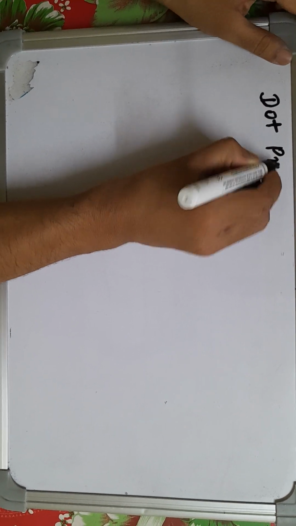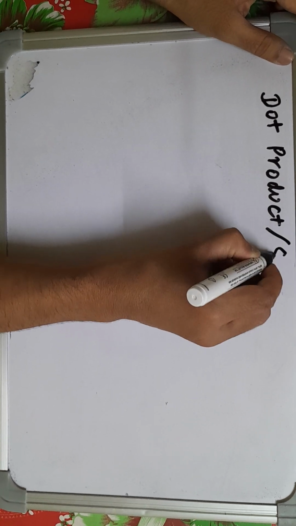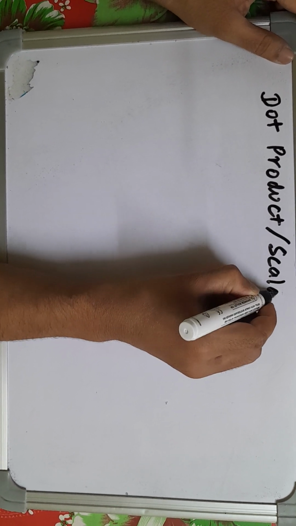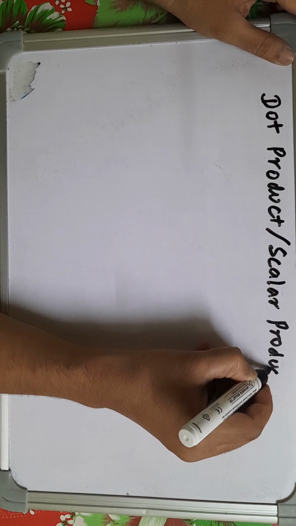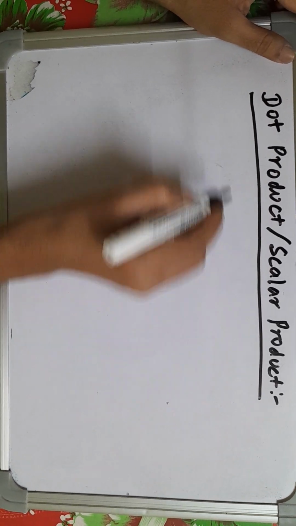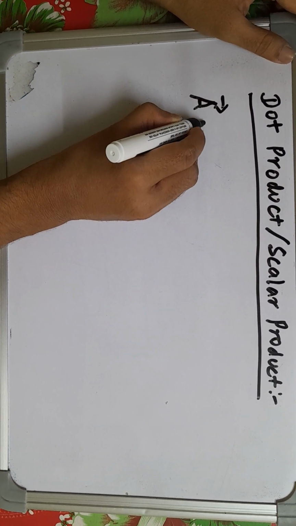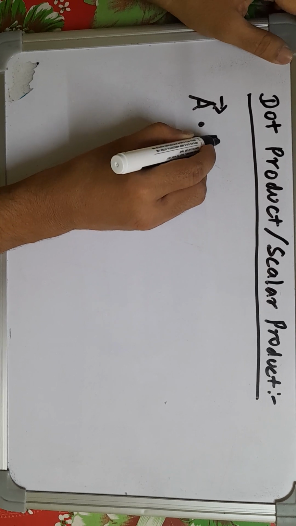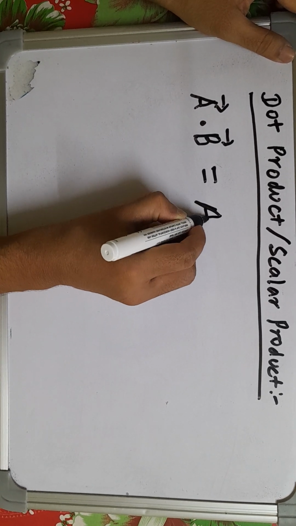Dot product or scalar product. Let us suppose there are two vectors, a vector dot b vector. The value will be ab cos theta.